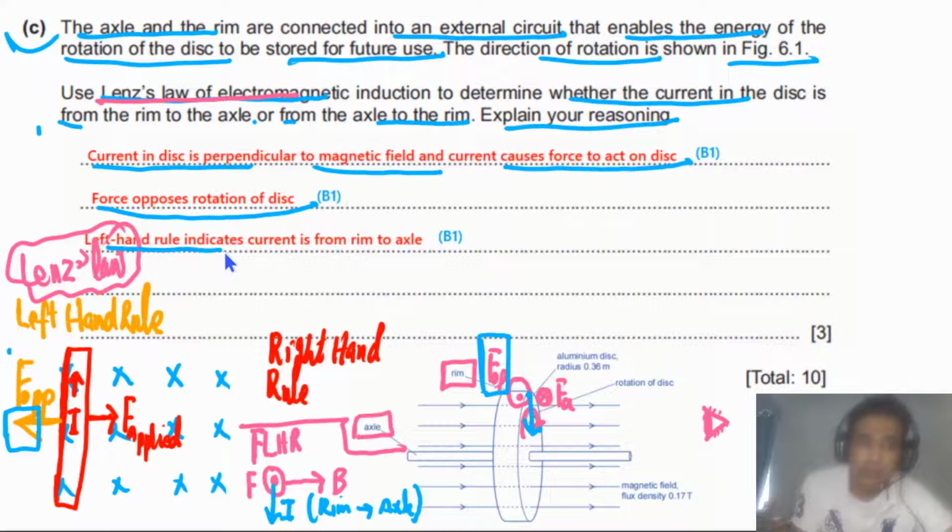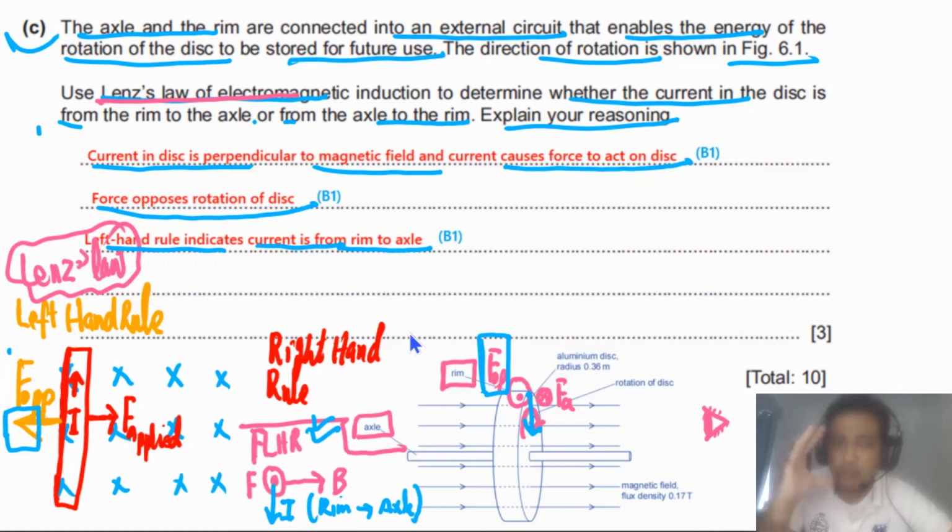Third point, we have used the left hand here and we can find the direction of current, and current is from rim to axle. A beautiful question about Lenz's law. I hope this one is clear to you. If you still have any questions, please leave your questions in comments.